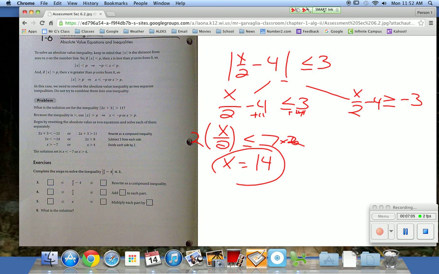Now this one here is 4. It just didn't come across like that. Okay, so we have x over 2. We're adding our 4 to the other side, so we're going to plus 4 is greater than or equal to 1. Multiply both sides by 2. X is greater than or equal to 2.